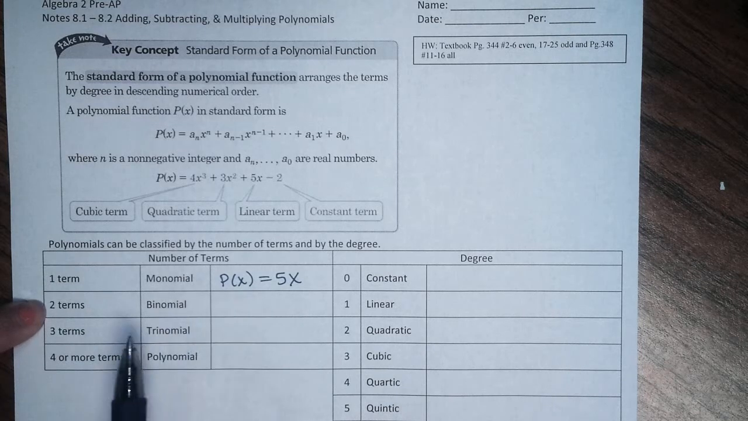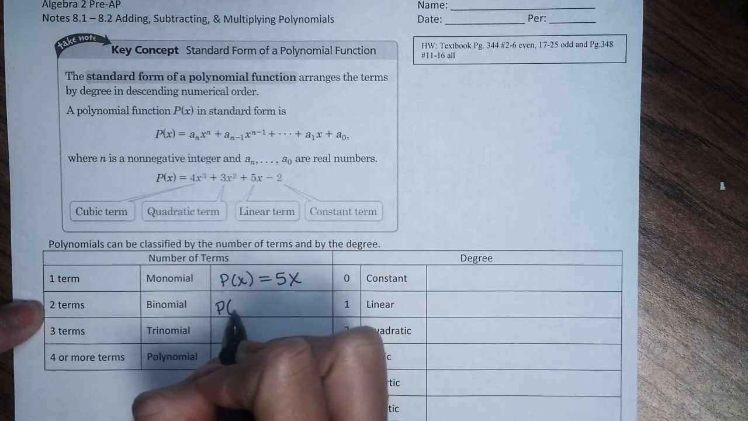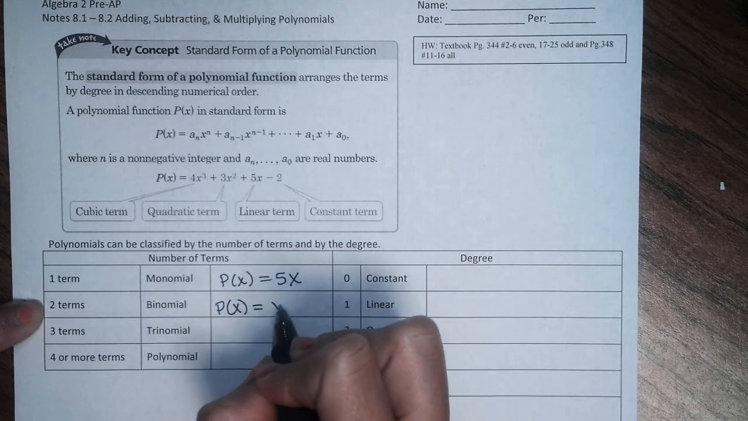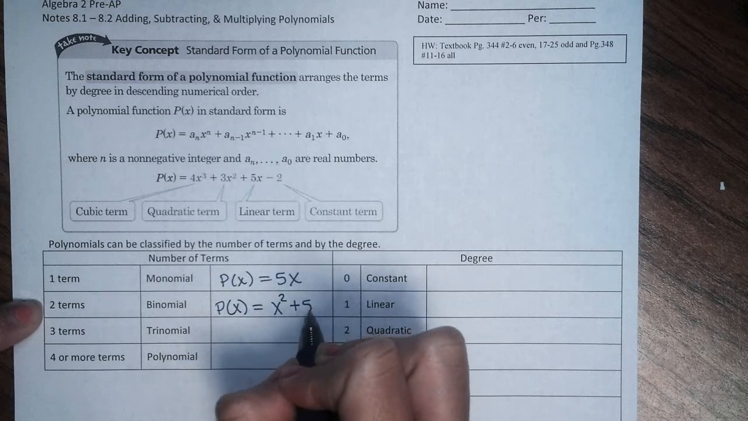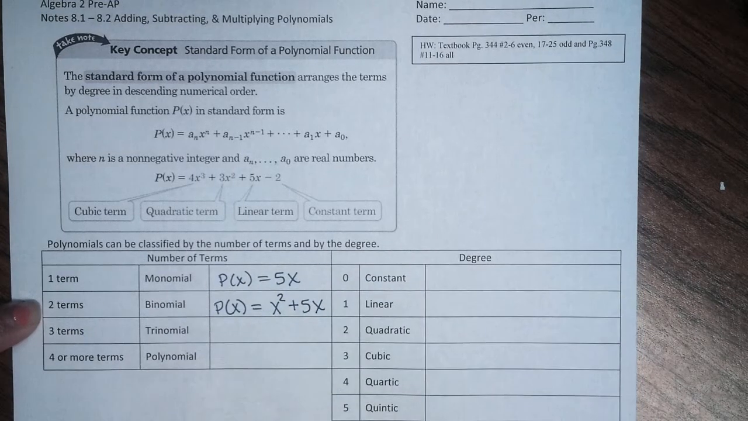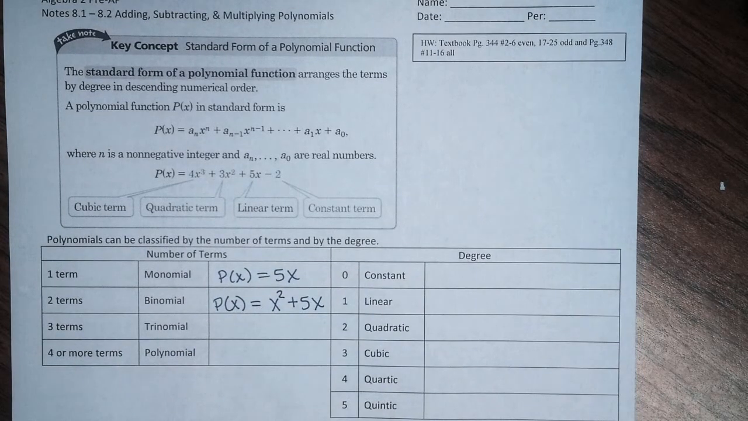Next, a polynomial that has two terms is called a binomial. So for example, let's say we have x squared plus 5x. That polynomial right there is called a binomial because it has two terms that are being added or subtracted.